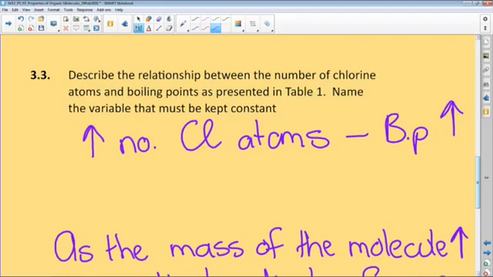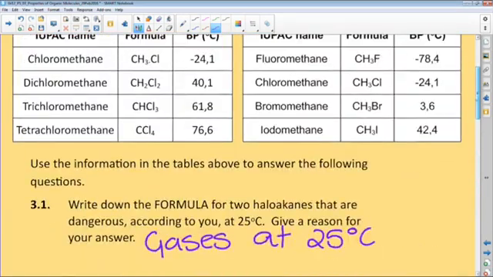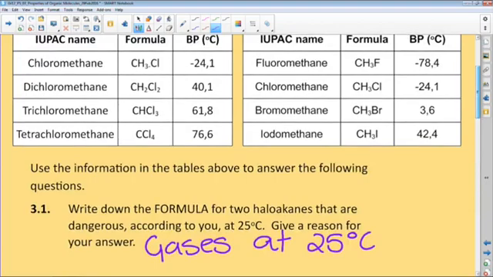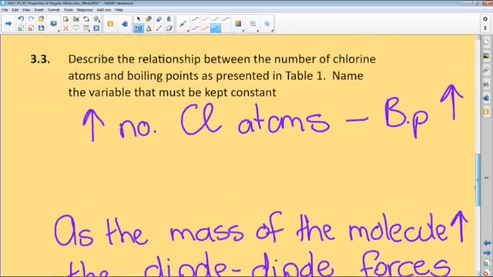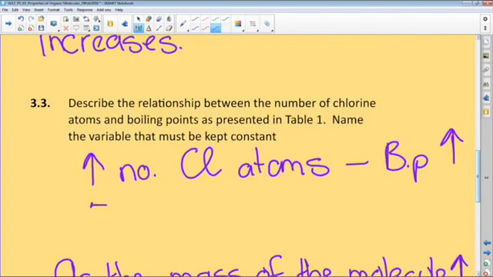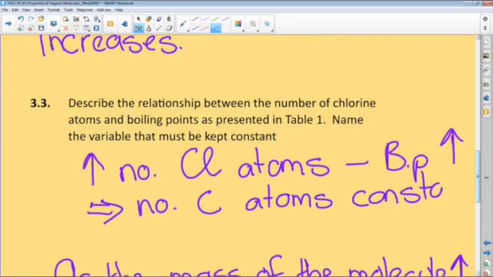Now, name the variable that was kept constant. What's the same between all of these? And there's only one thing, the number of carbons. Okay. So how does that happen? And what we have to have here is the number of carbon atoms must be constant. Because if I start messing around with the number of carbon atoms and the number of chlorine atoms, I'm changing two things. And we never ever do that. It's one thing at a time.